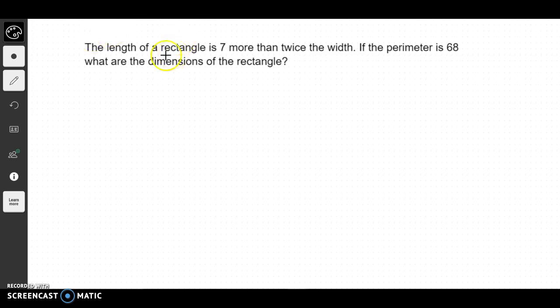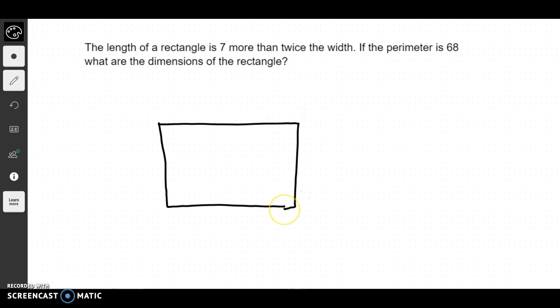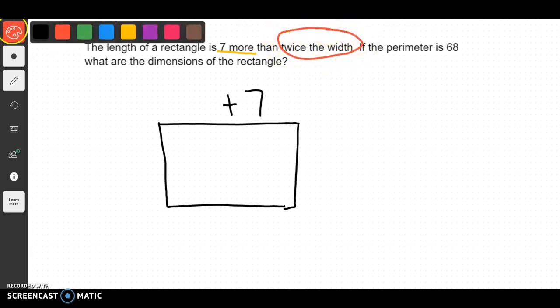This should look like a familiar problem, but let's read through it and do it together. It says the length of a rectangle is 7 more than twice the width. So the first thing I'm going to do is draw my rectangle, because I'm going to use it to write in all the different things. And it says it's 7 more. Well, 7 more would say plus 7, then twice its width. Well, twice its width, I'd have to go and find its width. So let's read the rest.